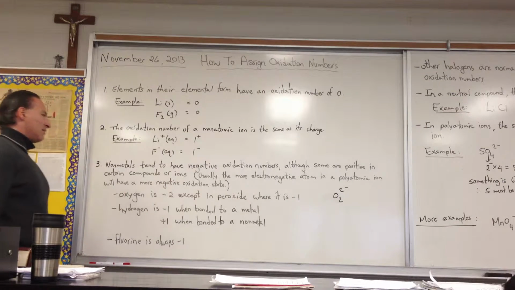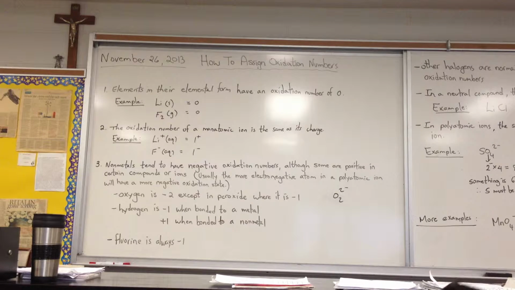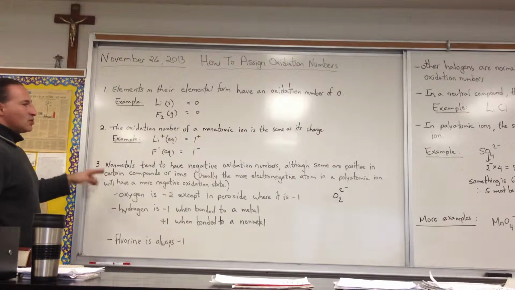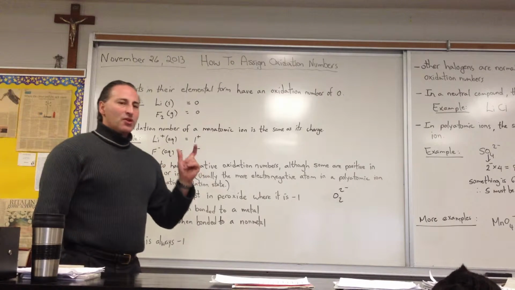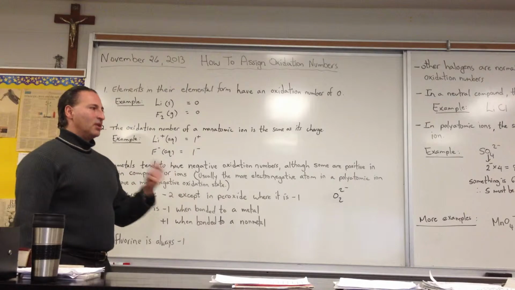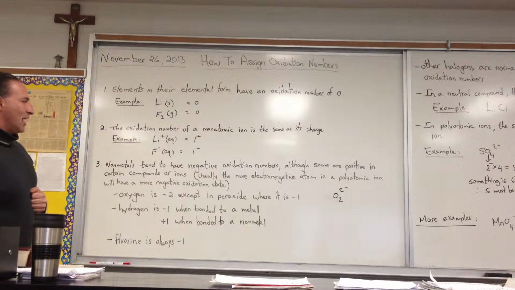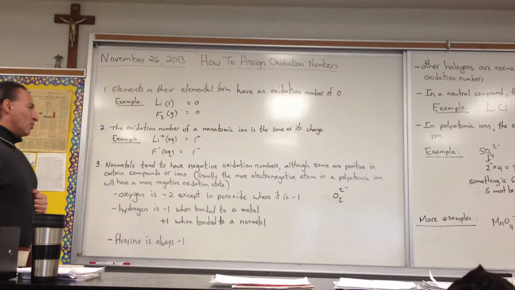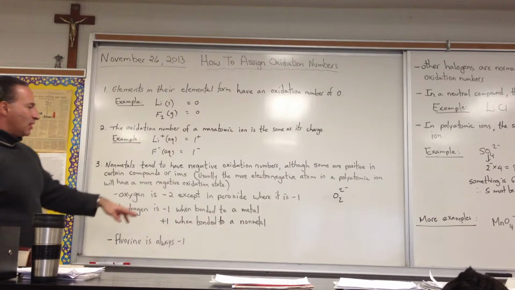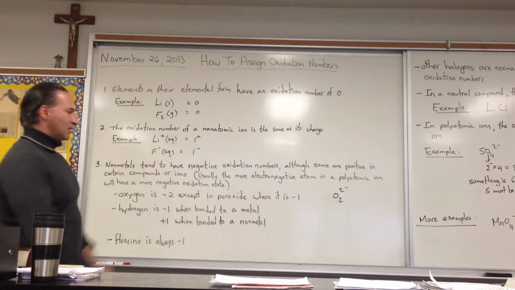Nonmetals tend to have negative oxidation numbers, and it stands to reason because they like electrons more than metals do, although some are positive, and in certain compounds are ions. If you put 2 nonmetals together, the more electronegative of the 2 is going to take the electrons away from the less electronegative of the 2, and the less electronegative atom will have a more positive or less negative oxidation state.